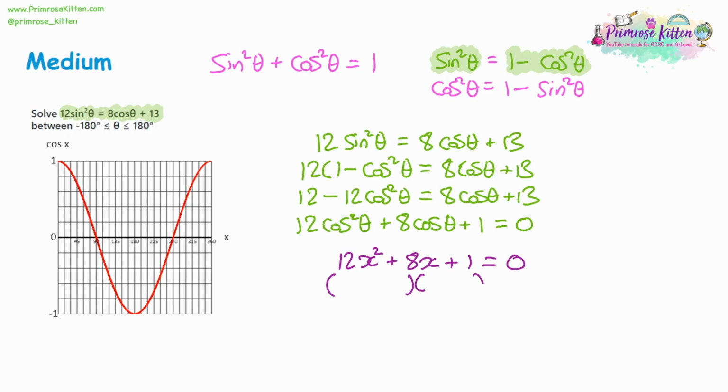Again, I'm going to do this by inspection. You might want to use maybe the quadratic formula. To get the plus 1 at the end, it'll be 1 times 1. To get x squared, it'll be x times x. We need 12x squared. That's probably going to be 6x times 2x, because then the 6 and the 2 give us the 8 if we add them together. So that's probably going to be our factorization.